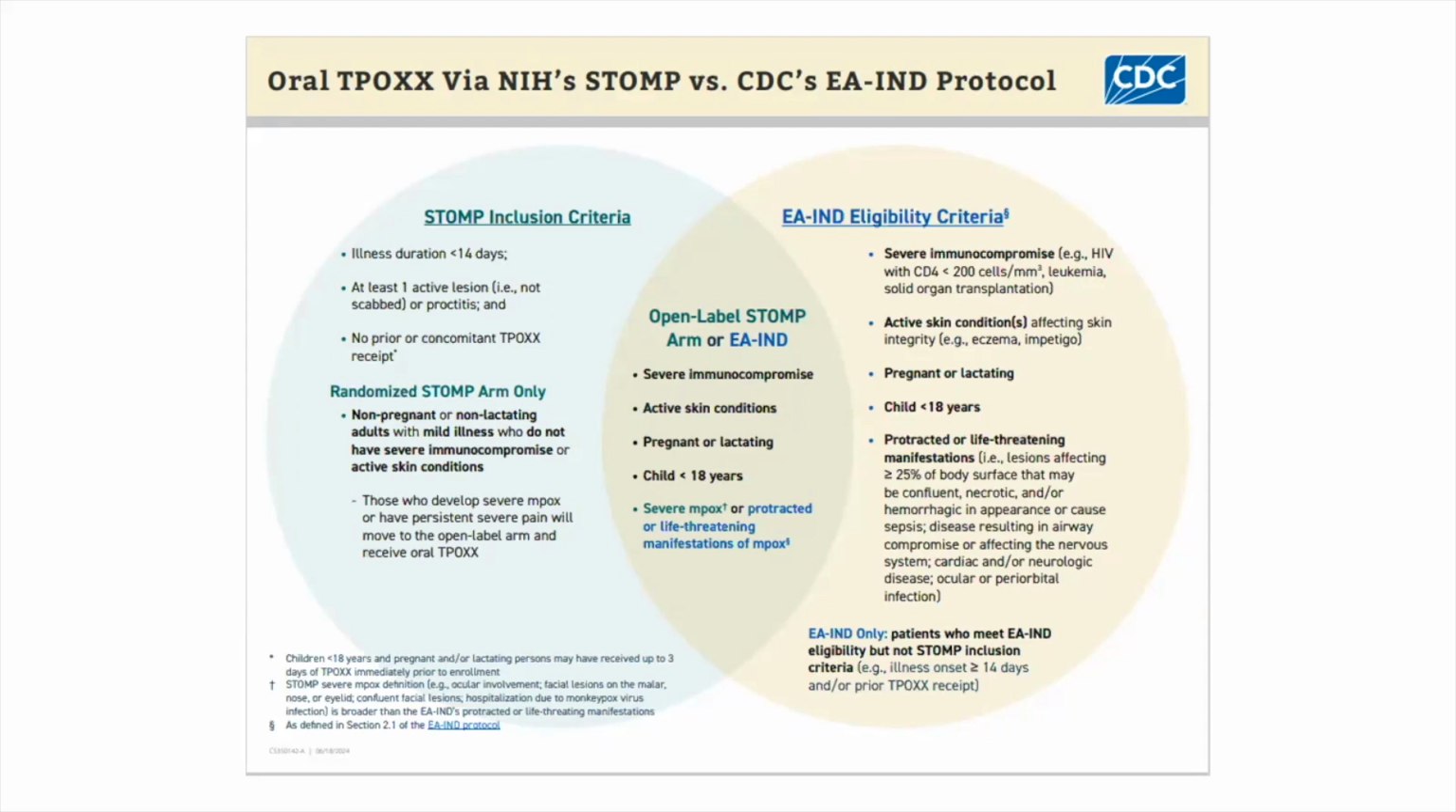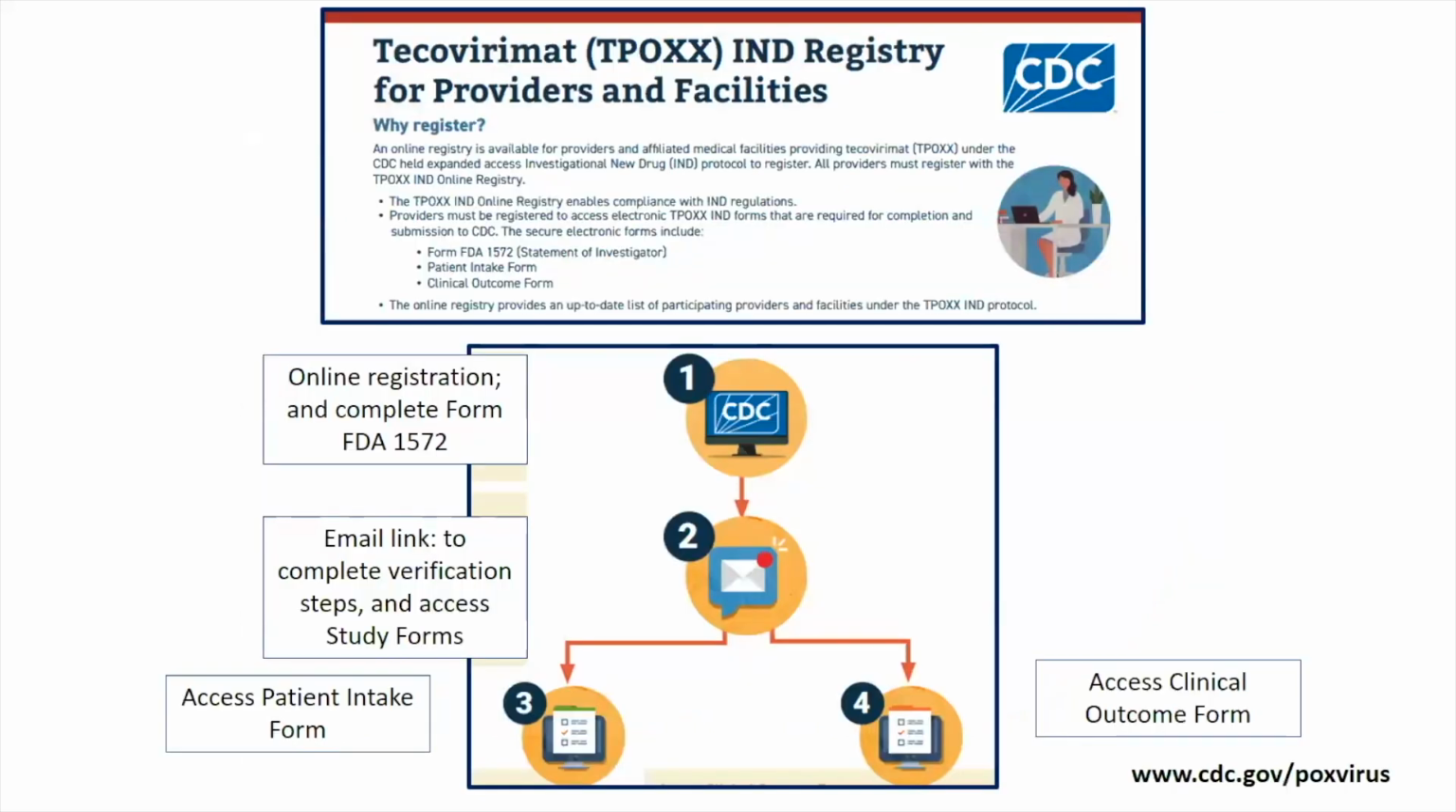There's very clear criteria. If your patient is severely immunocompromised or has active lesions, is pregnant, a lactating mother, a child, or has protracted or life-threatening manifestation, these are all eligibility criteria for giving your patient TPOX. And you can do that by just registering online for the TPOX registry, and they will send you an email to verify your center and yourself, and then another email to have access to the forms for the study. So I really encourage you to do that if you haven't done that, because you don't know when your next mpox case is going to arrive.